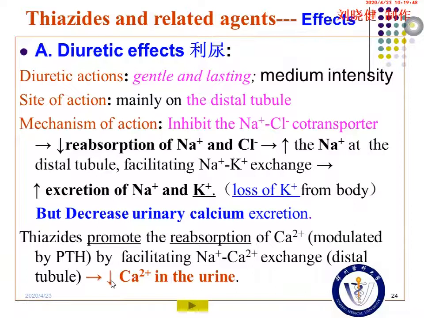This is contrary to loop diuretics. Loop diuretics promote calcium excretion, so they increase the calcium concentration in the urine.